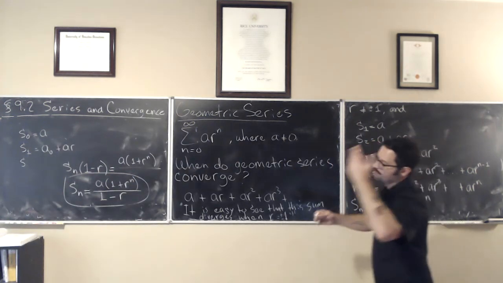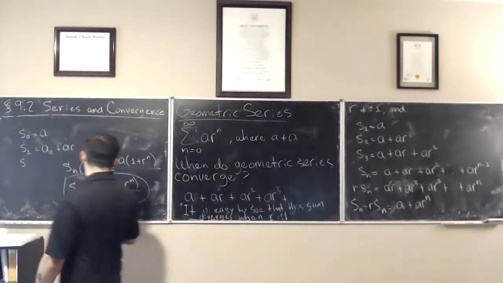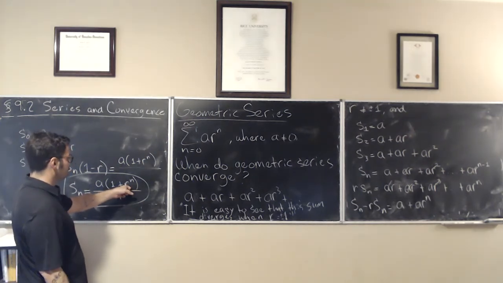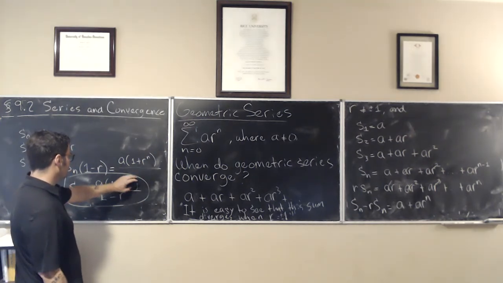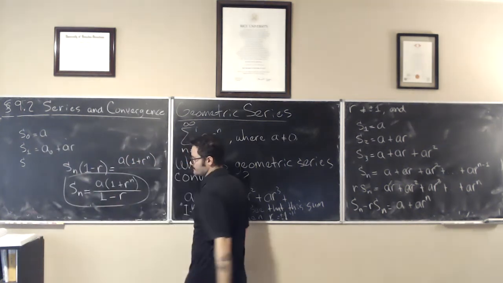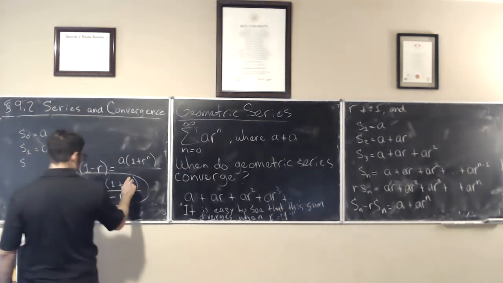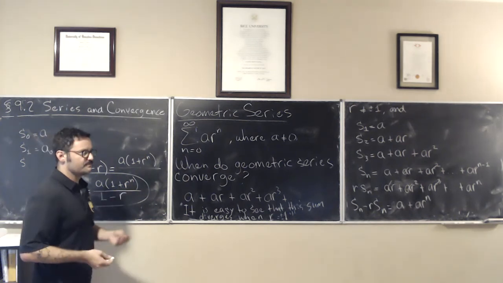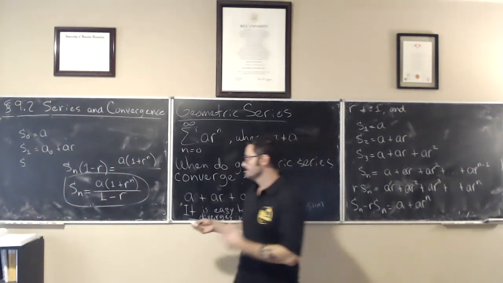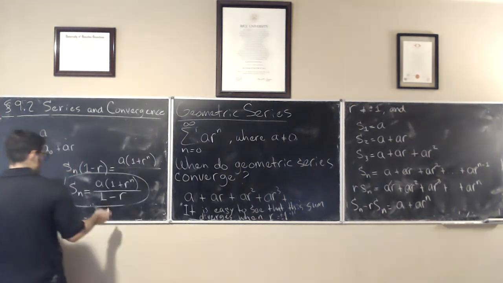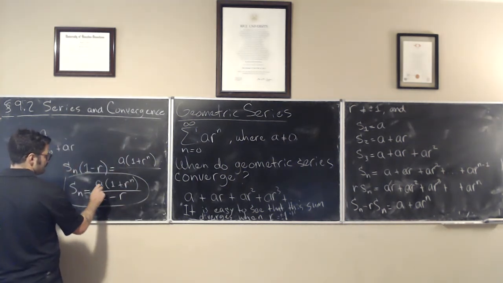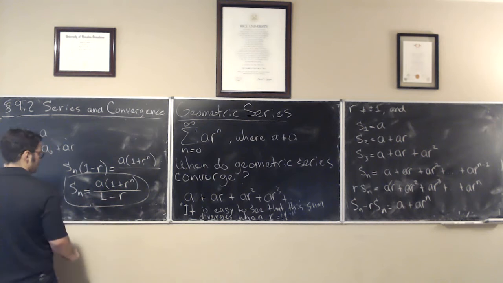And now it's clear. If r is greater than 1 in absolute value, then this numerator is going to blow up and this is going to diverge. If r in absolute value is between 0 and 1, if it's a ratio less than 1 in absolute value, then this is going to go to 0 and we're going to be left with what? A over 1 minus r.